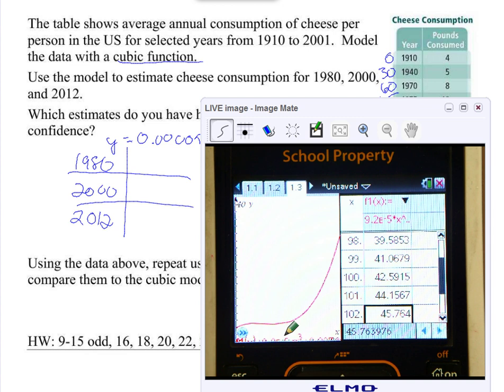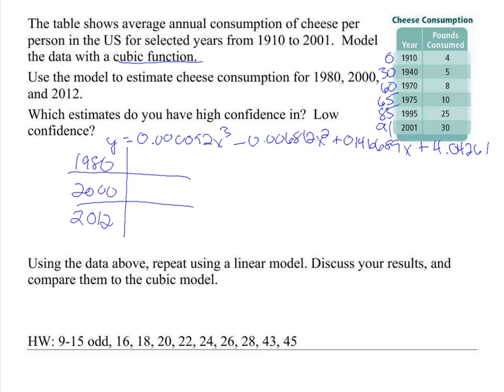45.764. It takes a little bit longer to set it up, but then you can find any number of points that you want. And if it's a long way away from one point to the next, then you can just change your table settings to start the table over at the next one. So let's get those answers written down here. Remind me what they are. I have 45.76 for 2012. And what's 1980?